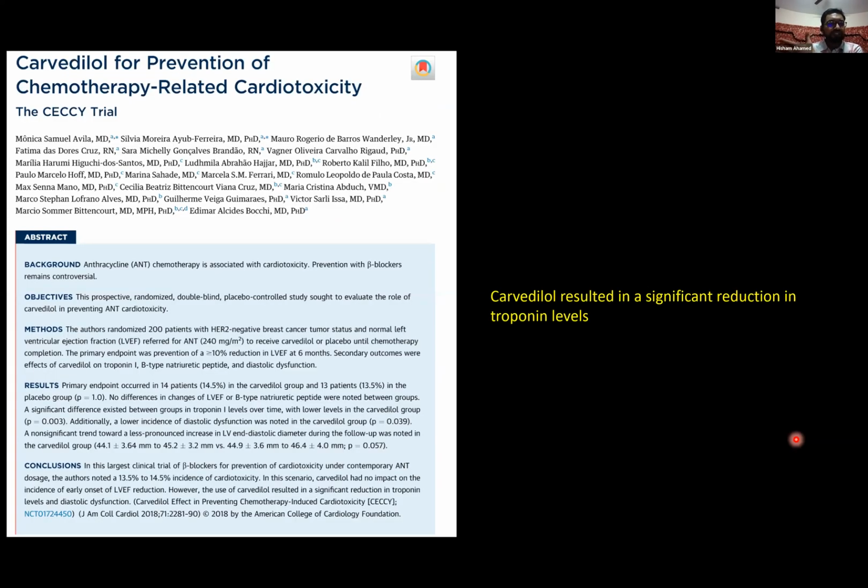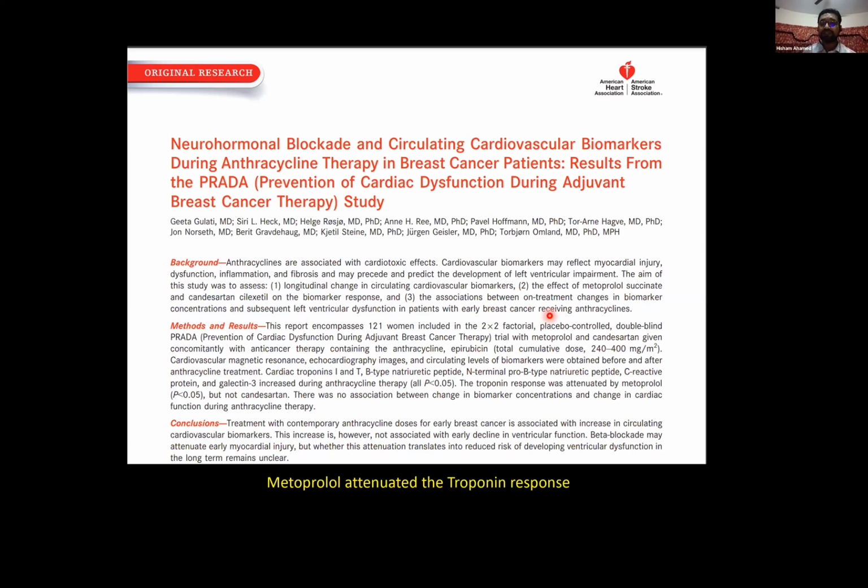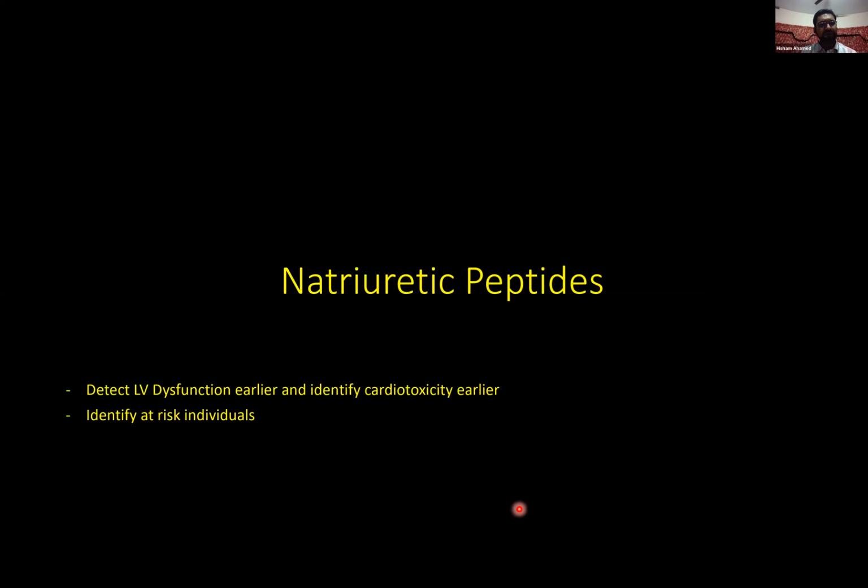The monitoring of biomarkers can also potentially identify at-risk patients who may benefit from cardioprotective therapies. So we are all familiar with the SECHI trial, which essentially demonstrated that carvedilol can potentially result in a significant reduction in troponin levels. And this is in a population of breast cancer patients who received anthracycline-based chemotherapy. We're also very familiar with the PRADA trial, which also demonstrated that metoprolol can potentially attenuate the troponin response. So biomarkers can be modulated by potential cardioprotective therapy. And the implications of such modulations may be evident in much larger, well-designed trials as time goes by.